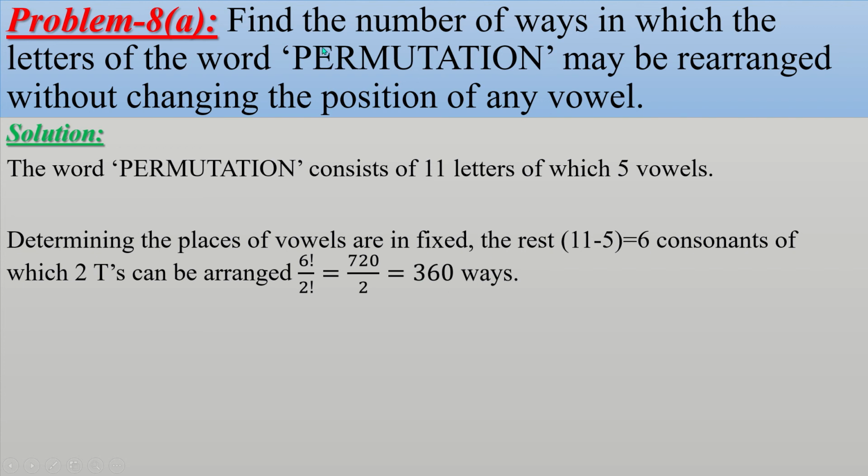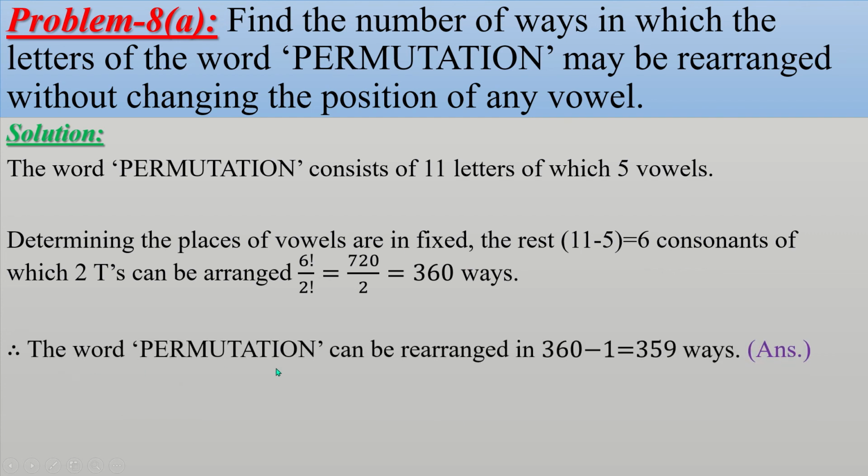arrangement. But permutation is an arranged word. So the rearranged word permutation can be rearranged in 360 minus 1. This equal to 359 ways. Follow this rearranged. Rearranged means you have to subtract 1, because this is an arranged word. Rearranged means other than permutation. Clear? Okay.